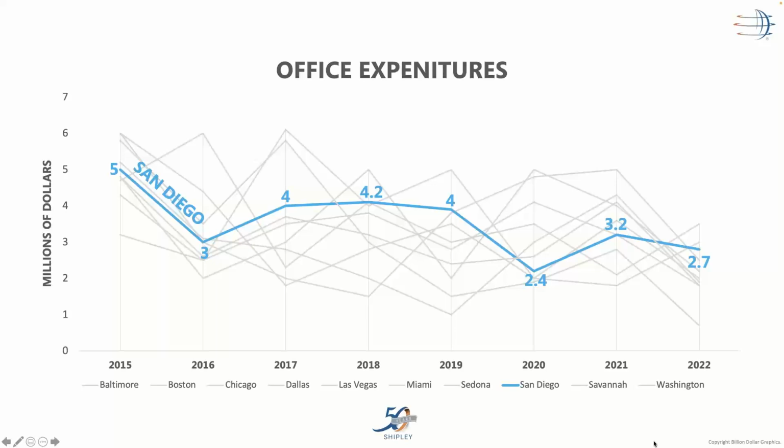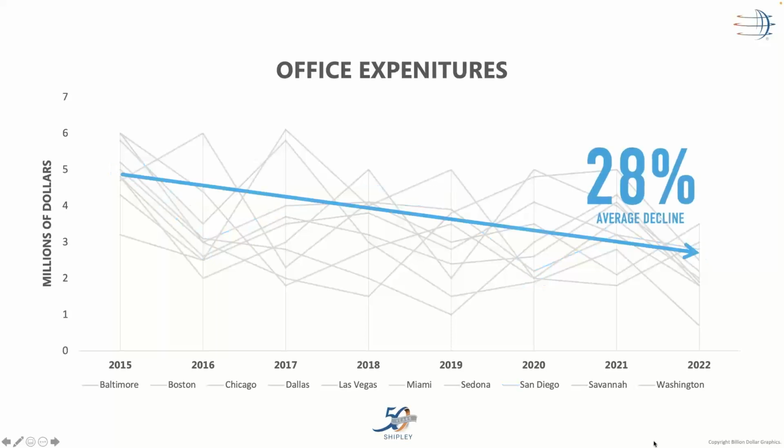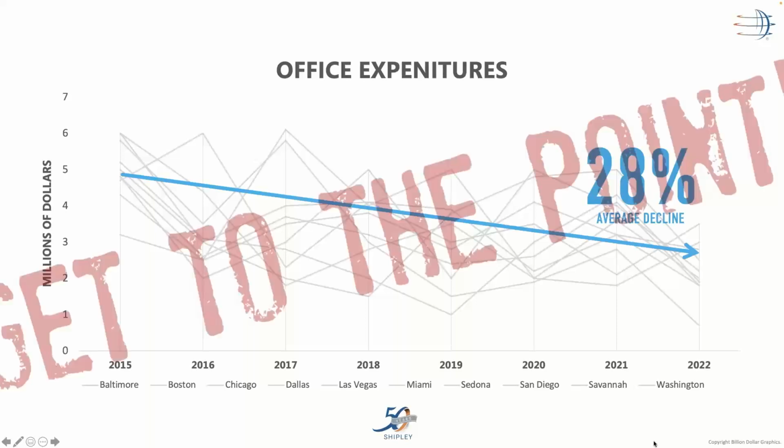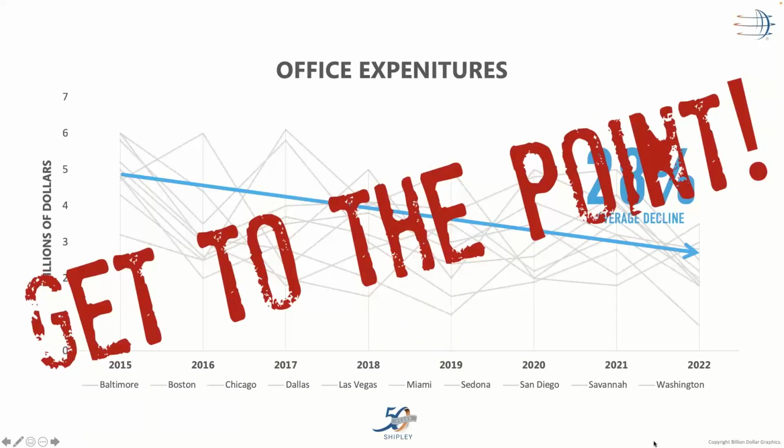Now let's take it to another level. Let's say the whole point of this chart is that we've noticed a 28% decline on average of all office expenditures. Great job, keep it up. Whatever you're doing, keep doing it, because we're going in the right direction. So with that in mind, we always want to get to the point. What's our message? Remember, we live in an at-a-glance society. People want their content as quickly and efficiently as humanly possible.